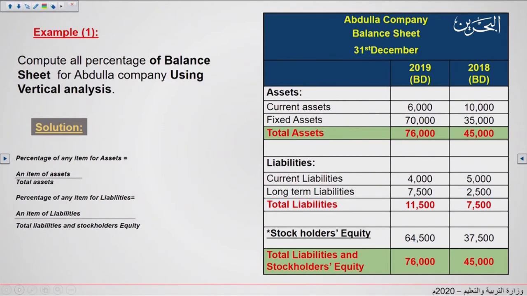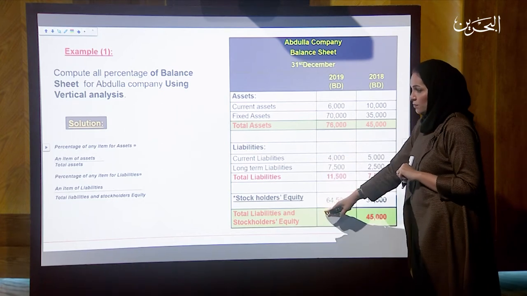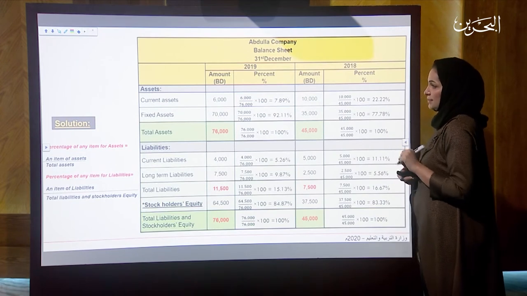Let's see the first example. We have balance sheets, okay? And the requirement is compute all percentages of the balance sheet of Abdullah Company. We have 2019 and 2018. The solution, we have two formulas for the balance sheet. One of them, an item of assets over the total assets, or any item of liability over total liability and stockholders' equity. Let's see the solution.